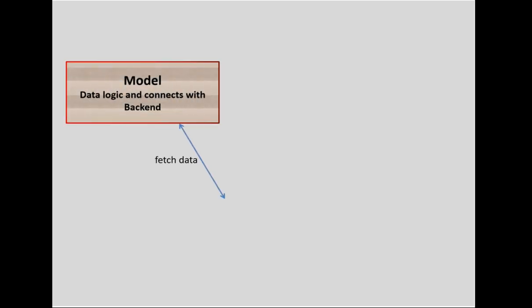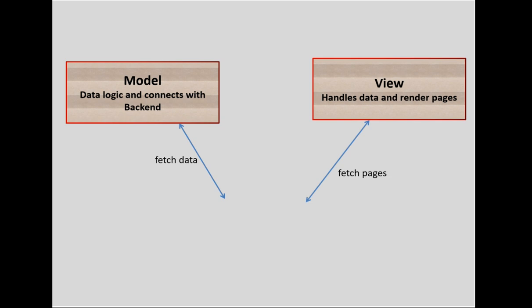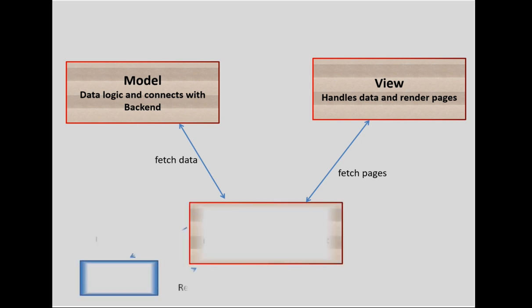So what is model? Model is a data logic which connects with a backend. Backend is any kind of database we have which fetches the data from the user. Then view, which handles and renders the pages. Whatever you can see, a GUI, your content, websites, data, pages, structure of a website is a view which handles data and renders the pages. Obviously, it is useful to fetch pages and users' content from the website.